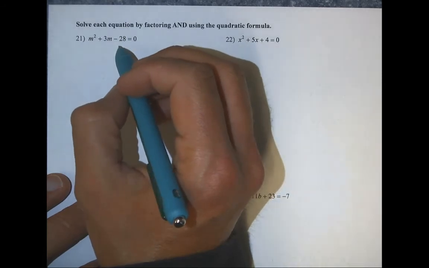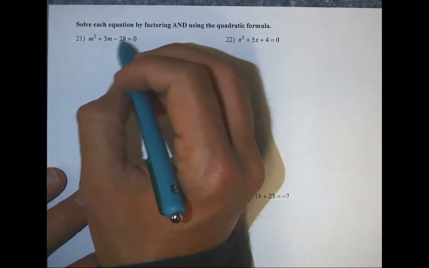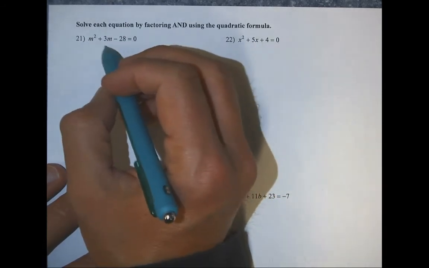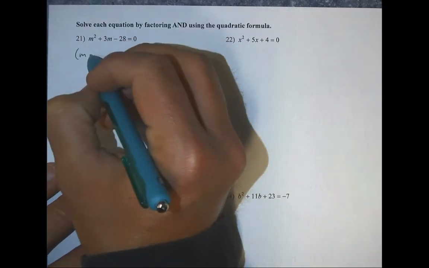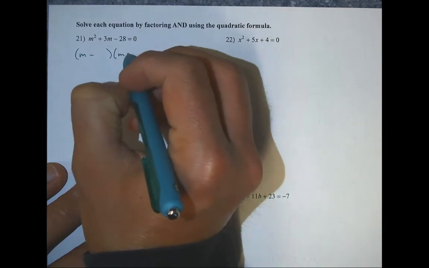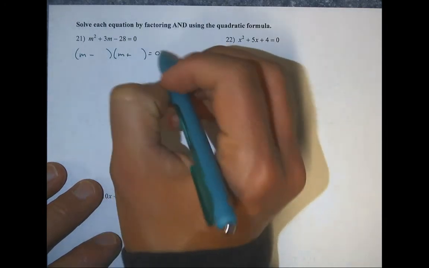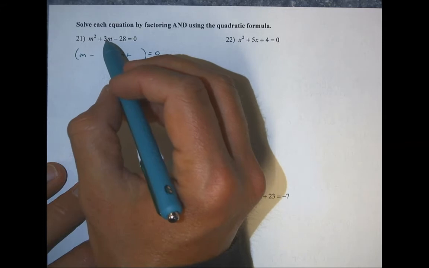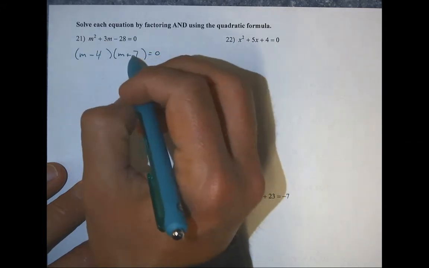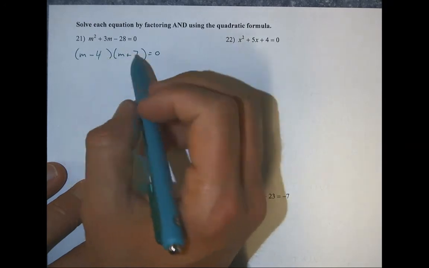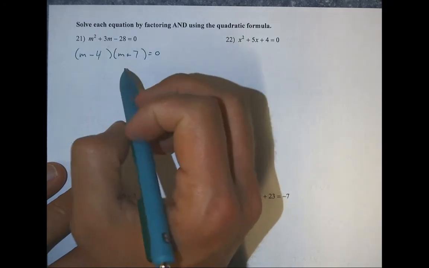28. You've got 7 and 4 to make 28. You've got 14 and 2, but 7 and 4 can make a 3. It's negative, so one of them's negative, one of them's positive. It's going to equal 0 still. Since we're adding up to a positive, I need the bigger 7 to go with the positive. Double check it. They multiply to negative 28. They add up to positive 3.